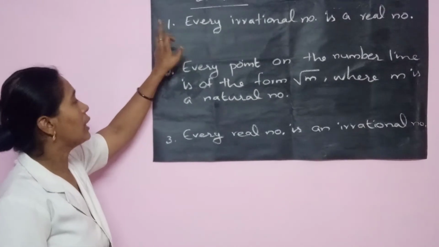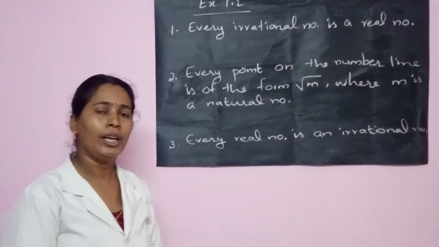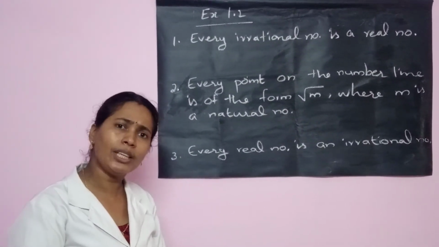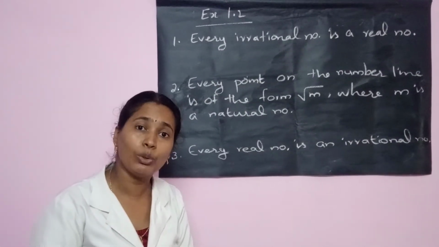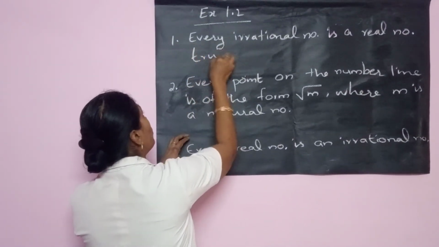Question number 1 tells you that every irrational number is a real number. They told you to write whether it is true or false, with reasons. So what is it, true or false? Every irrational number is a real number. It's true. Why? Because it is a true statement.